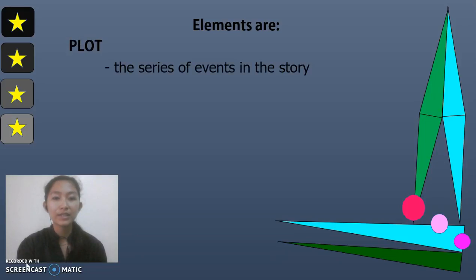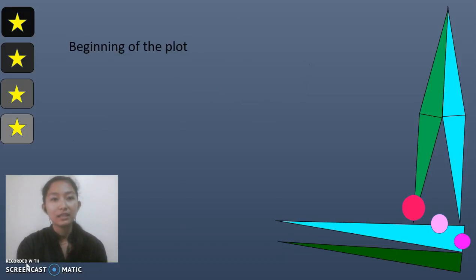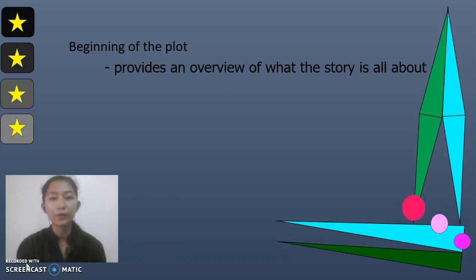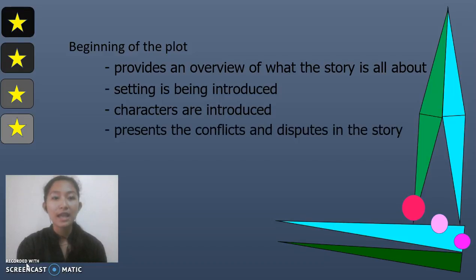It is the series of events in the story, and it is also the framework of the narrative. It tells what the story is all about. In the beginning of the plot, it provides an overview of what the story is all about, or it serves as an introduction. The setting is introduced. Characters are also introduced, and it presents the conflicts and disputes in the story.